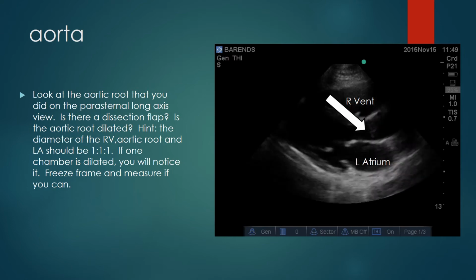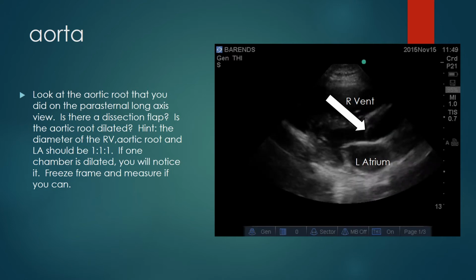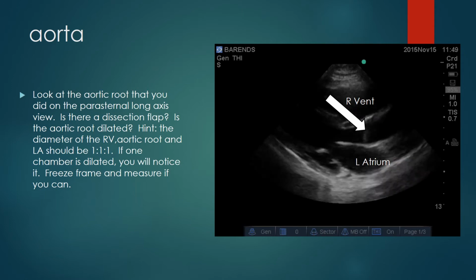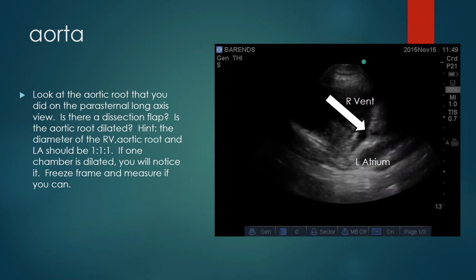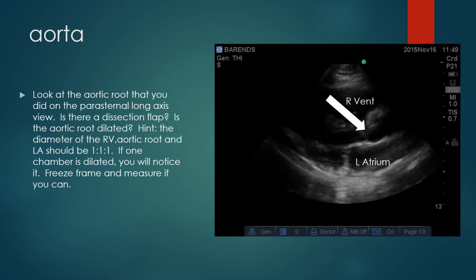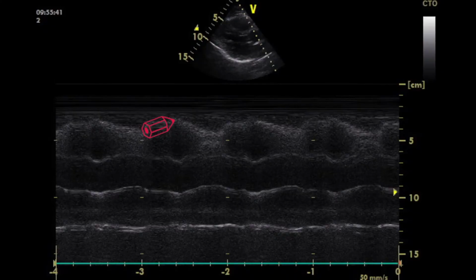The relative diameters of the right ventricle, aortic root, and left atrium should be the same. If you see one chamber is much larger than the other, then you realize you have a problem. Here that is in M mode, and you can see that the diameter of these chambers is approximately equal, 1 to 1 to 1. Right ventricle on the top, aortic outflow tract in the middle, and the left atrium on the bottom. And it's all parasternal long axis view.